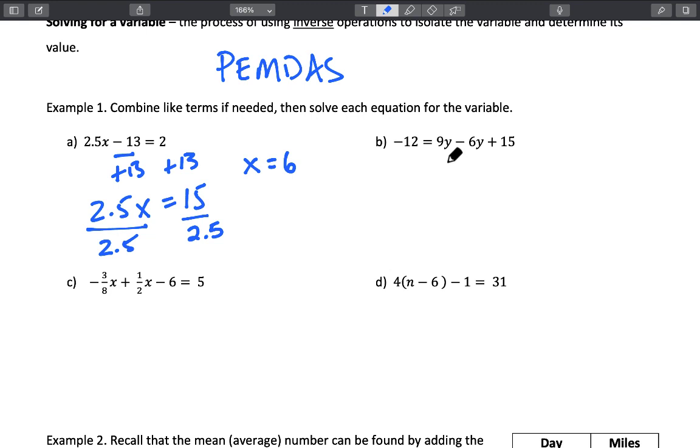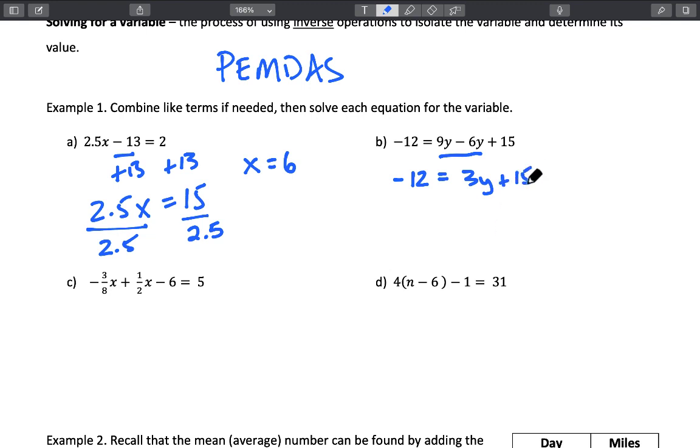Negative 12 is equal to 9y minus 6y plus 15. So before doing anything, I see that I have a 9y and a negative 6y on this right side of my equation. Those are like terms that I'm going to combine. So I'm going to rewrite this as negative 12 is equal to 3y plus 15.